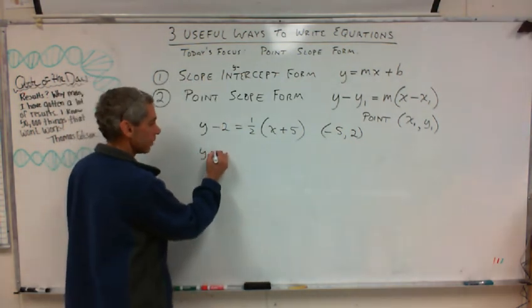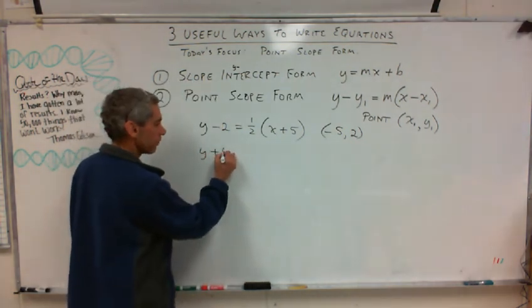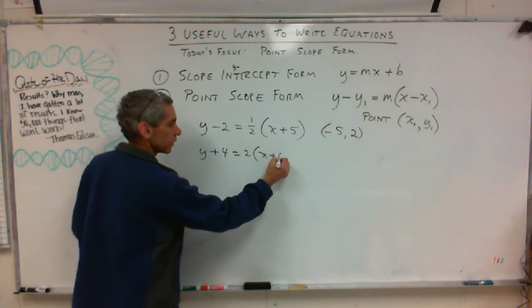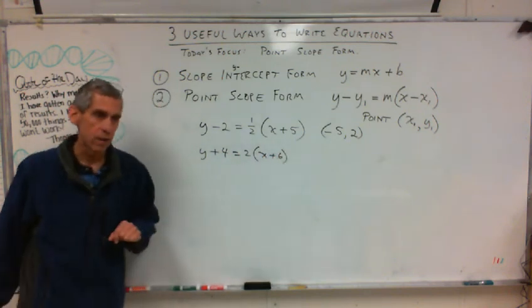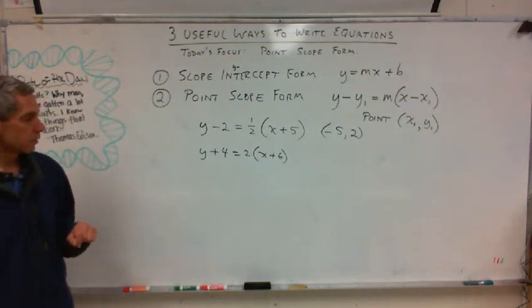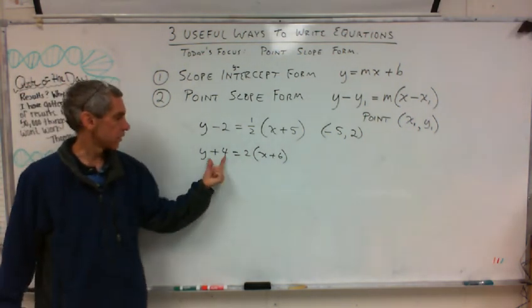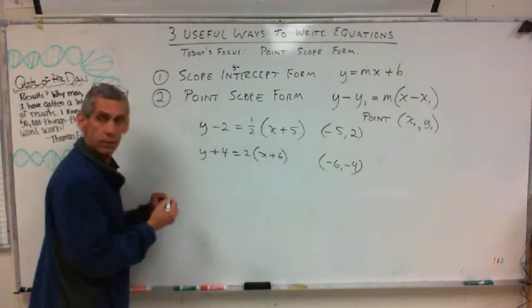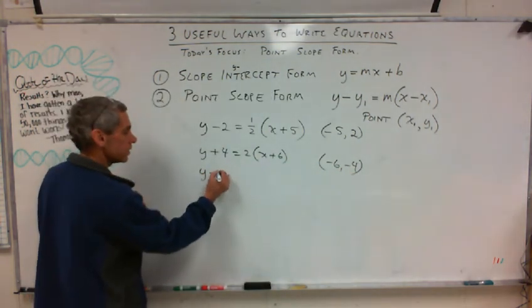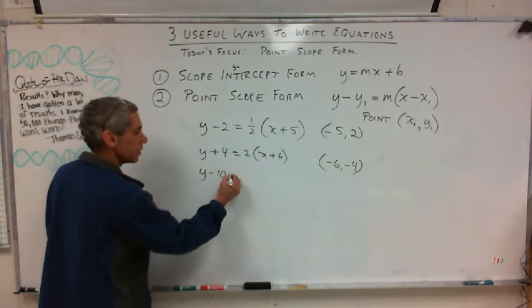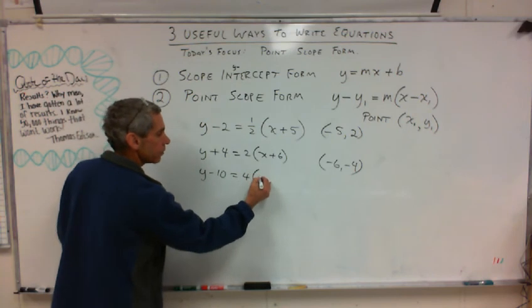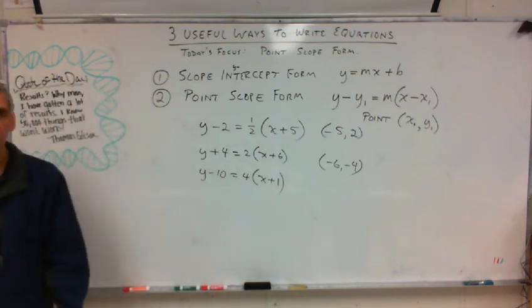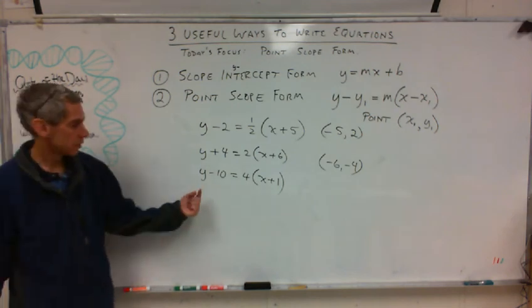All right, how about this one? y plus 4 equals 2 times x plus 6. All right, Graham. -6, -4. Oh, very good. -6, comma, -4. All right. How about another one? y minus 10 is equal to 4 times x plus 1. Okay. Violet.